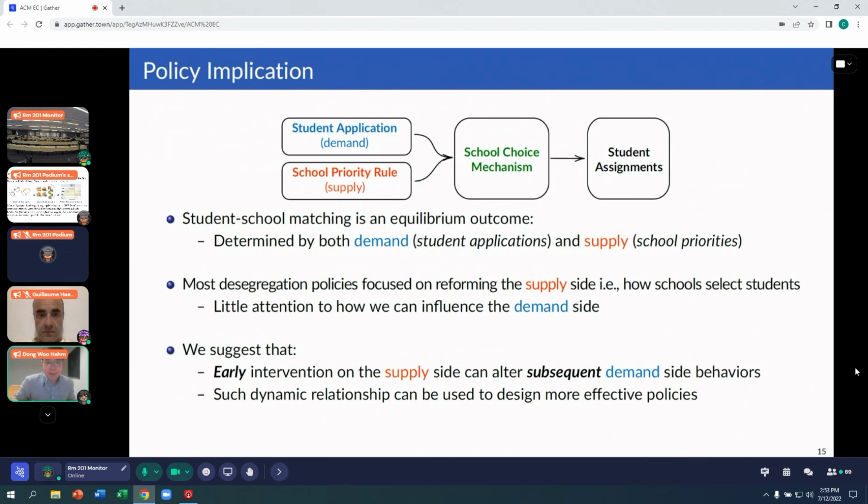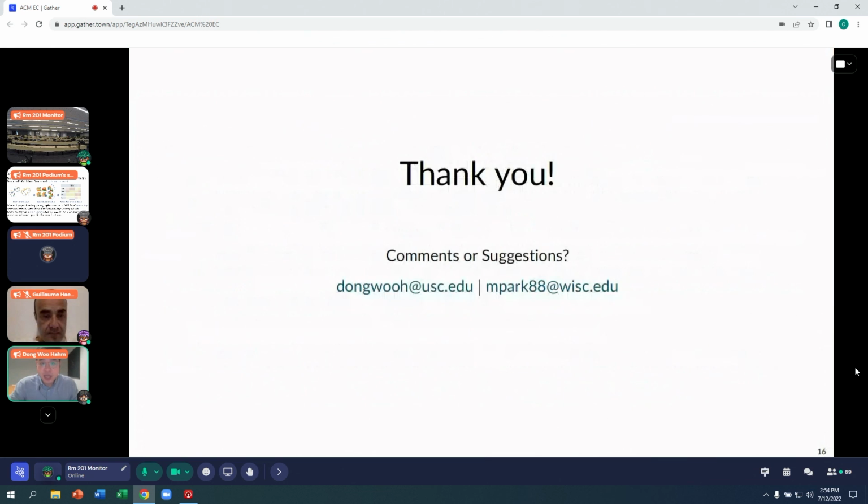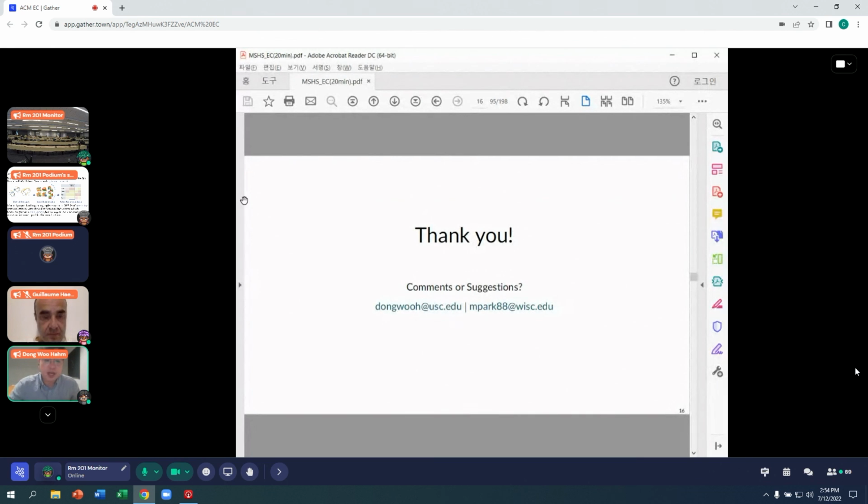What we suggest in this paper is that middle school and high school choices are closely, dynamically related, and this dynamic relationship can be used, and should be used, by policymakers to design more effective policies. Because we found that an early intervention on the supply side, the middle school admissions reform, can alter the subsequent demand-side behavior of the students. Let me stop here, and for any comments, suggestions, or questions, please send me an email and I'll be happy to discuss. Thank you.